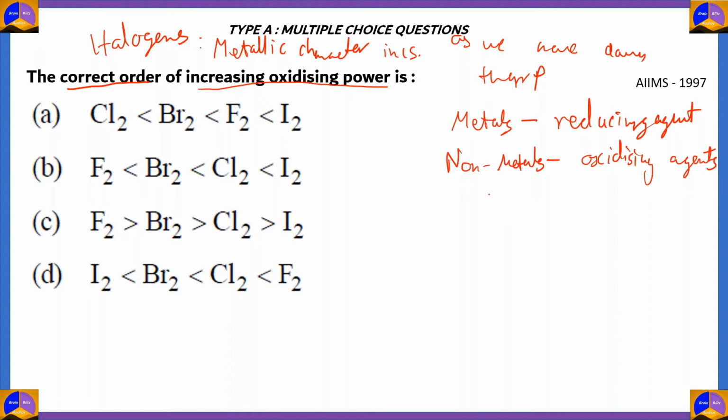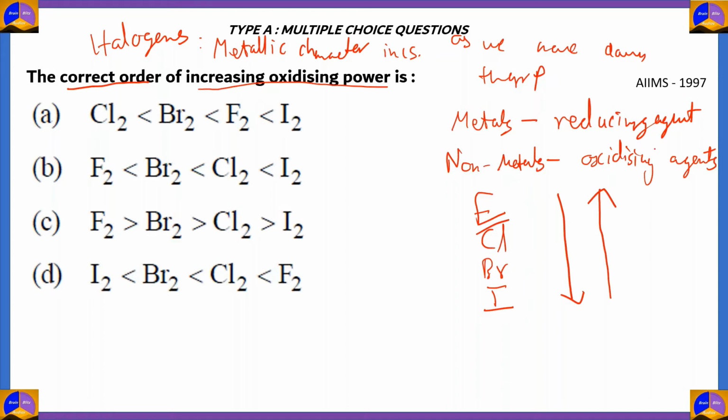So therefore, in terms of halogens, where the order is F, Cl, Br, and I, the metallic character increases as we move down the group. Therefore, the non-metallic character increases as we move up the group. So therefore, fluorine has the most amount of non-metallic character.